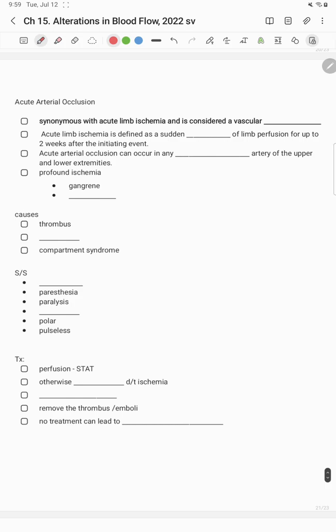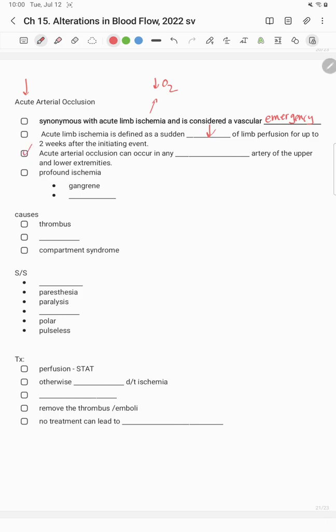Okay, acute arterial occlusion. The word acute should give it away that it's happening now. This is synonymous with acute limb ischemia. Ischemia is the deprivation of oxygen to tissue and is considered a vascular emergency. Acute limb ischemia is defined as sudden decrease of limb perfusion for up to 2 weeks after the initiating event.